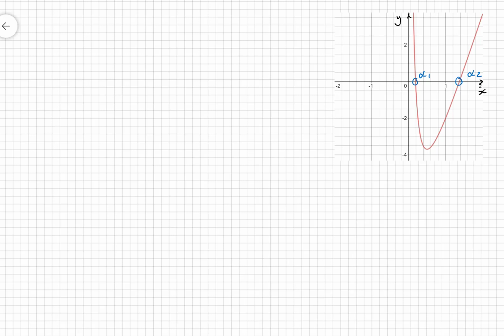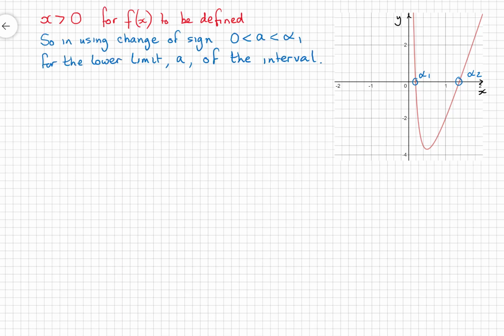I want to conclude this video with just a few observations about the interval in which a solution can be found, and some comments about starting values. So the first thing to say is that for this function, x must be greater than 0. Otherwise, with that natural logarithmic element, it's going to be undefined. And that, of course, has some consequences.